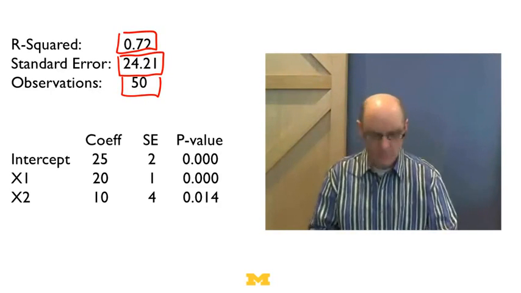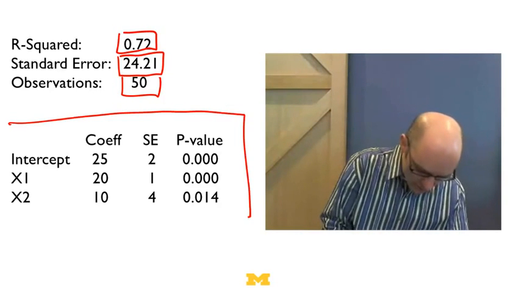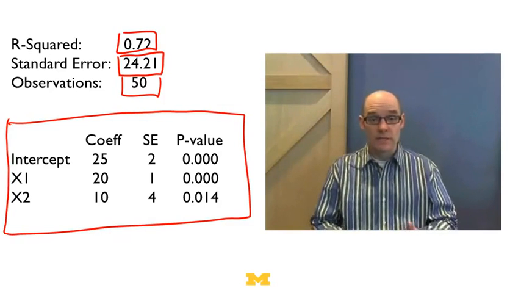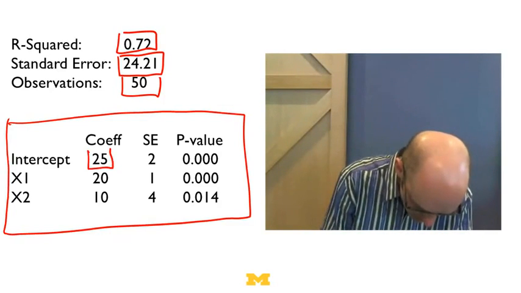So, not a bad model. All right, now when we look down at this part down here, this whole part of it, this is telling us something about what our linear regression model is saying about the coefficients and the intercept. So the first thing we notice, this 25 here, is the intercept.